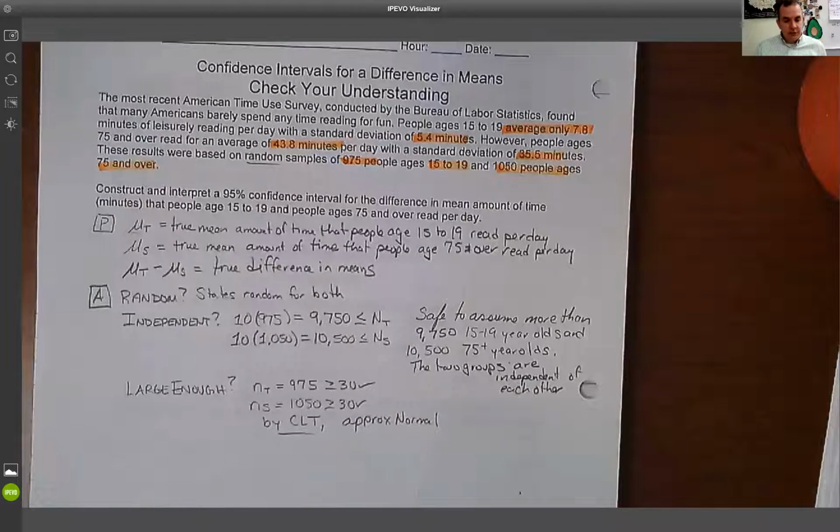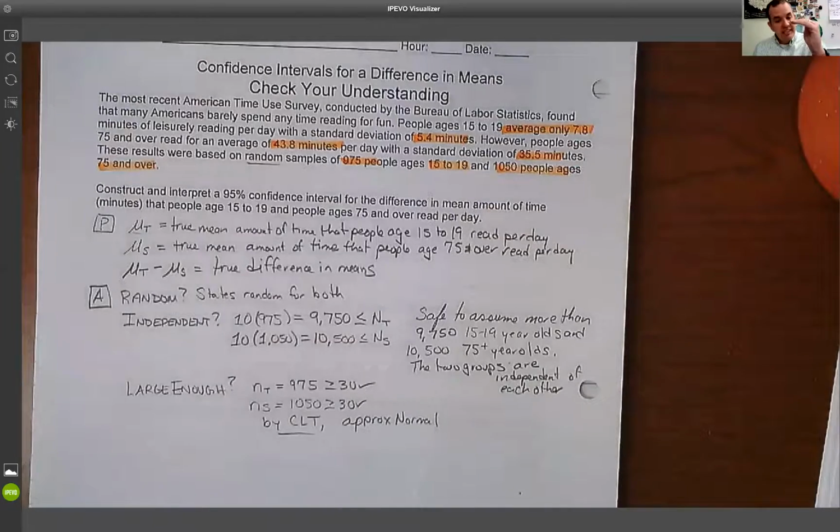So again, we don't check successes and failures. We only check population first, sample size second. If it's big enough, we're allowed to say, yeah, normal by central limit theorem. If it's not, then we've got to look at a picture. So in this case, we got kind of lucky. We had the central limit theorem.